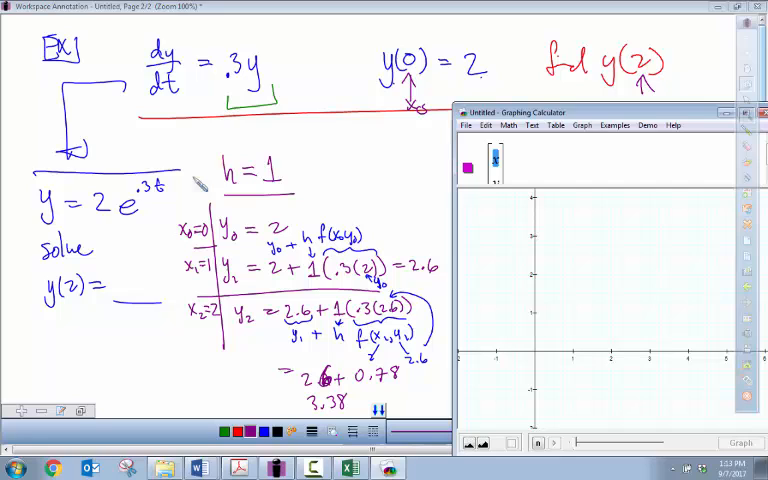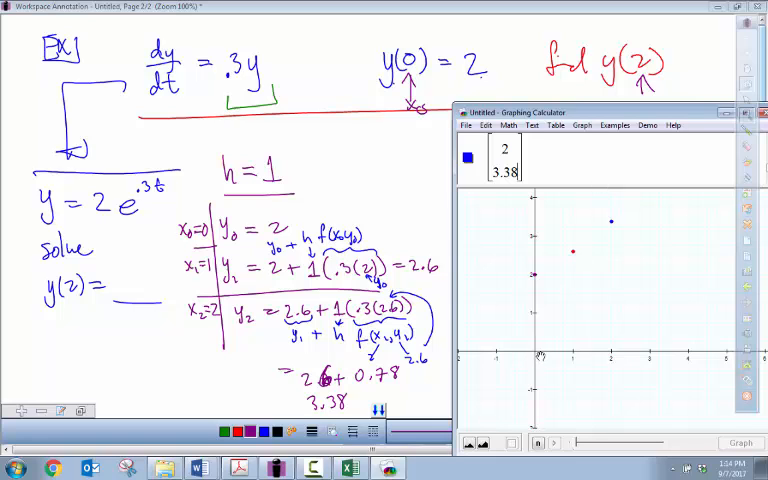All right, so let me put the points in first. We have 0, 2. We have 1 and 2.6. And then we have 2 and 3.38. So these are the points that are leading towards that.